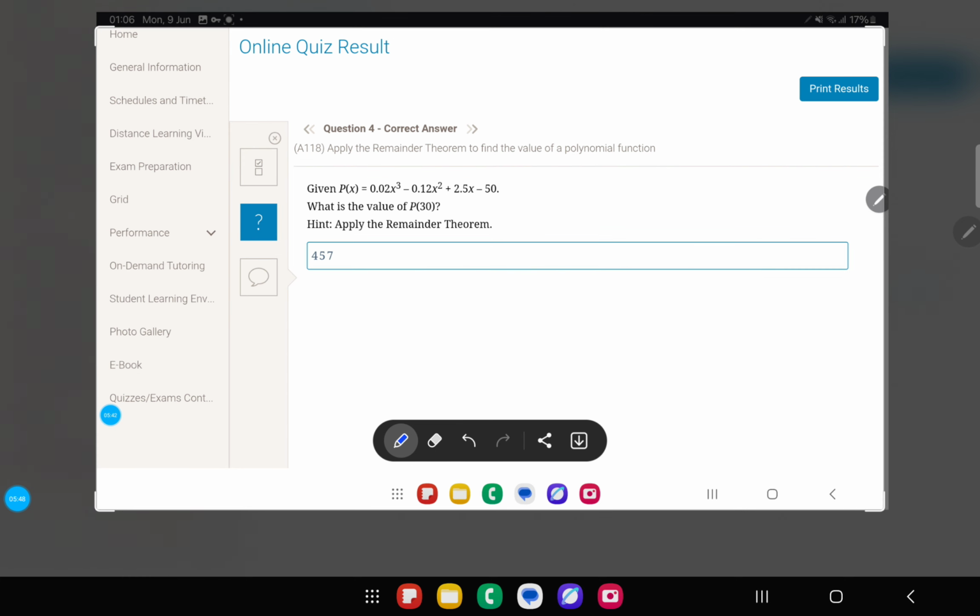We use the remainder theorem, okay? And lucky for us, they already gave us the root. See, they're so kind. They already gave us x, which is 30. So now we just immediately substitute.